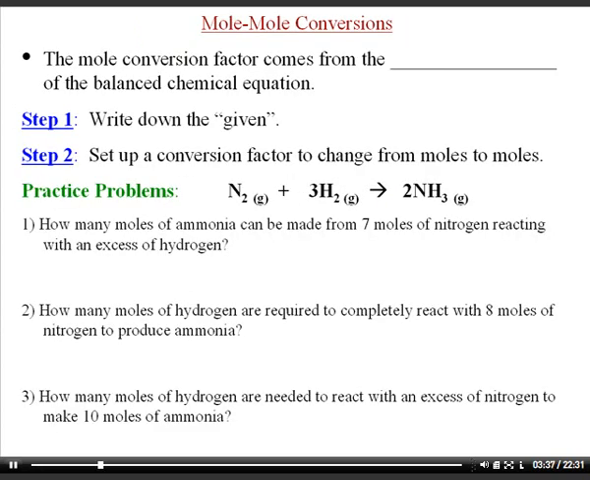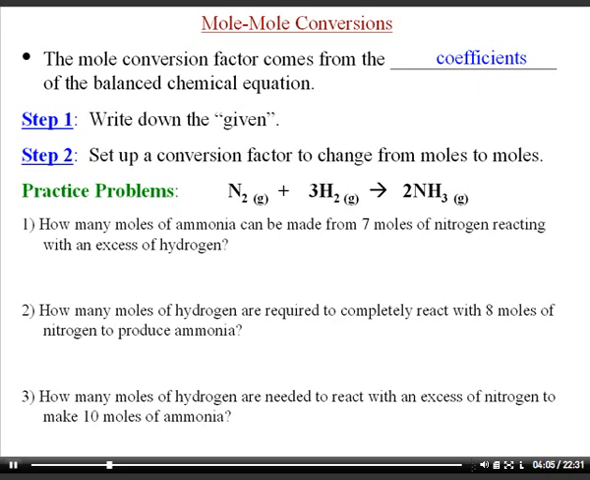Now the first type of conversion factor that we're going to look at is the very simple mole-mole conversion factor. The mole conversion factor, the ratio, comes from the coefficients of the balanced chemical equation. I get tired of saying balanced chemical equation in class, so I just abbreviate it BCE. If I use the term BCE, that means the balanced chemical equation coefficients. So we're going to set up a conversion factor that changes from moles of one substance to moles of another substance.